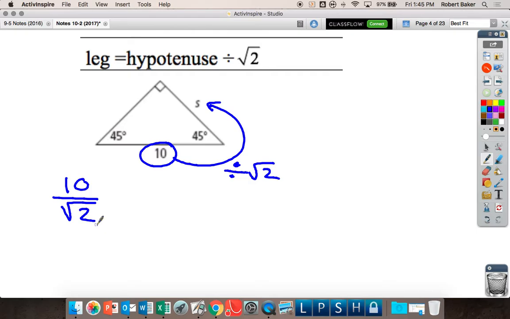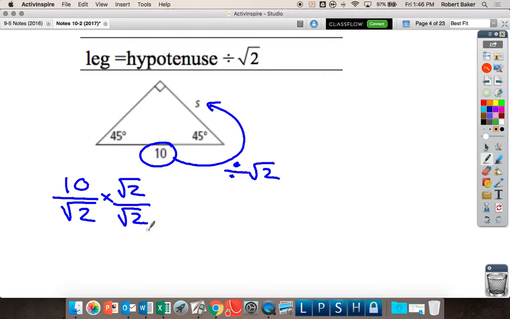Why can't I do that? Because of the radical. You can never have a radical in the denominator. Ever. If you put that on your test, you're wrong. So how do you fix it? Yes, you multiply by 1. You multiply by the most disgusting form of 1 you could ever think of. So I'm going to do 10 divided by the square root of 2 times 1.